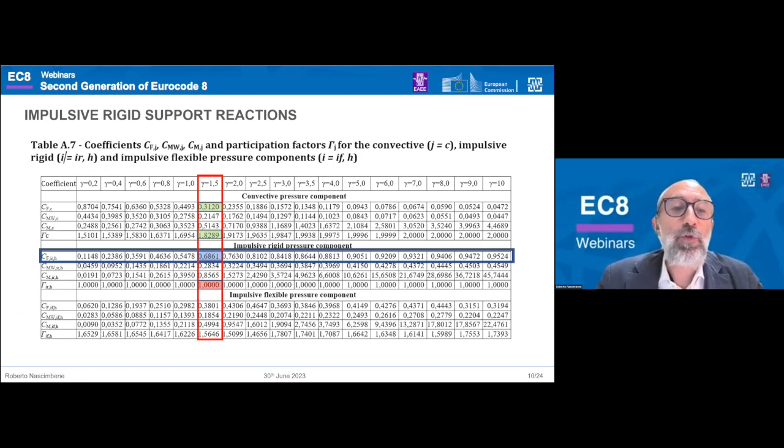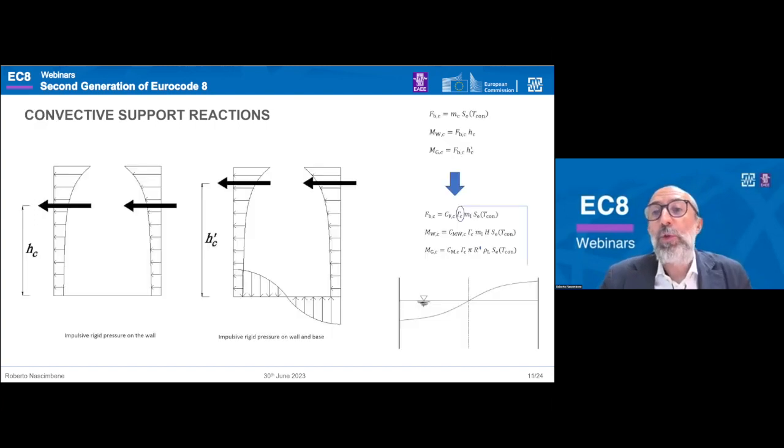0.6861 is for the shear, for example, and 0.2834 is for the moment above the base plate. If we move to the convective support reaction in this slide, we simply notice that the distribution of the pressure is in the opposite side. So impulsive is 0 at the top, convective is maximum at the top, and impulsive is maximum at the base, and convective is minimum at the base.